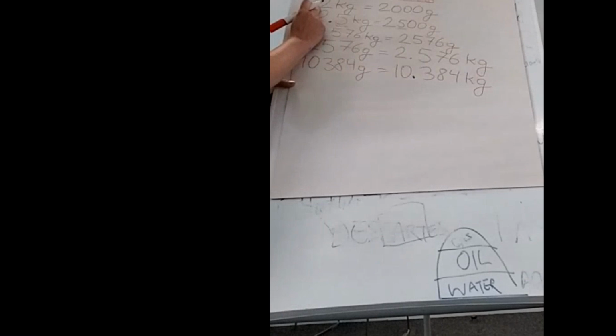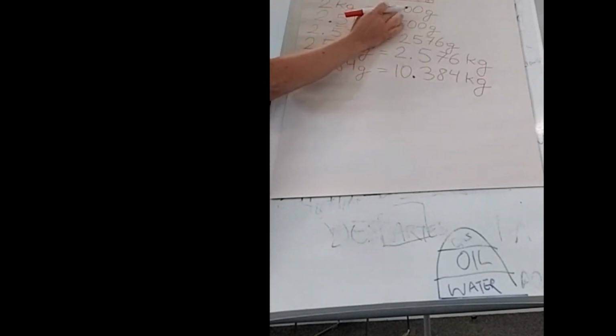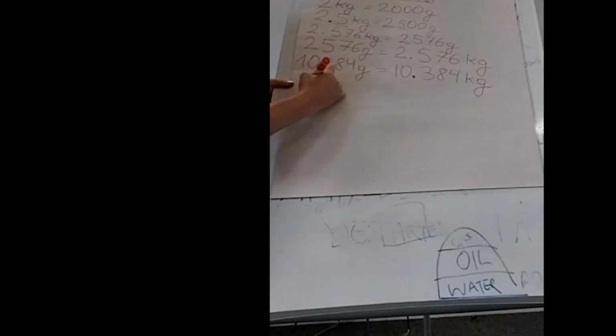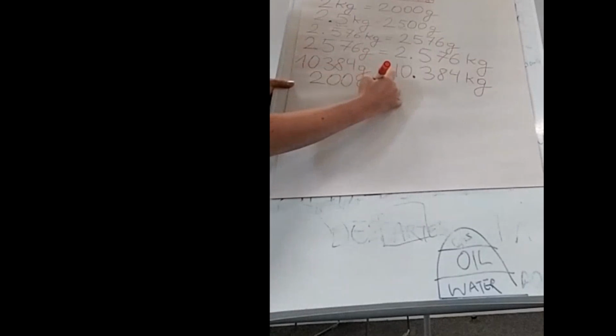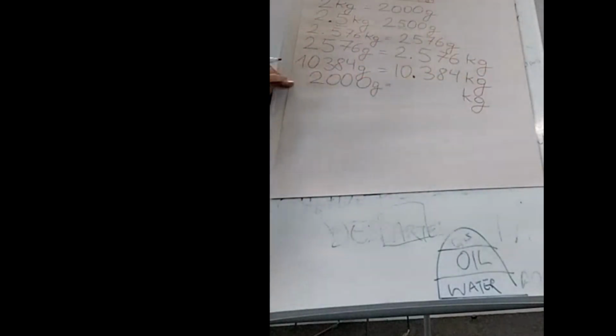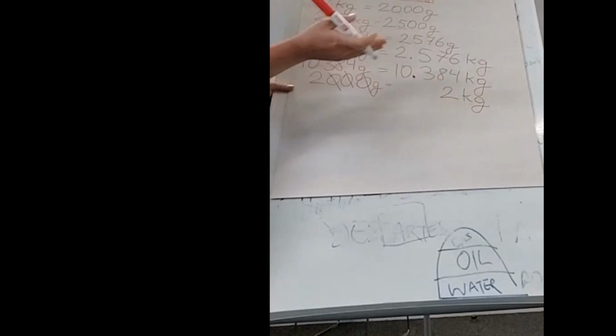So if we have 2 kilograms, how can we do that? Our conversion measurement is always 1,000. So if we want to change 2,000 grams into kilos, how do we do that? How many zeros do we cross out? 3. So our magic number is 3. 1, 2, 3. So 2 kilos. It is also the other way around.